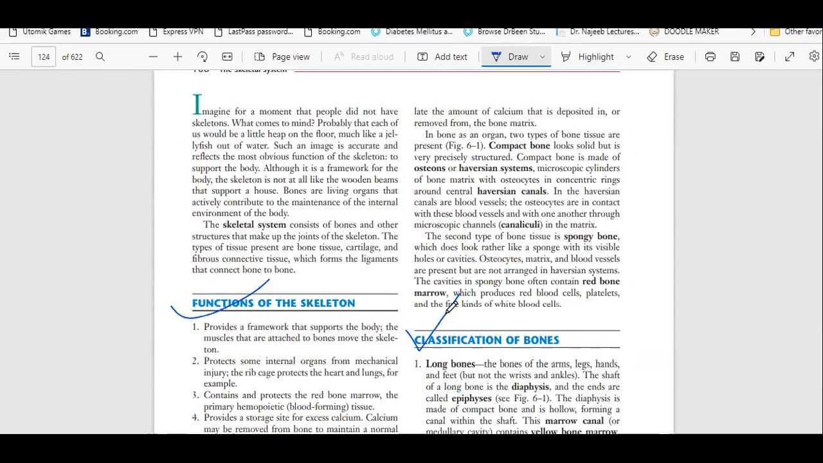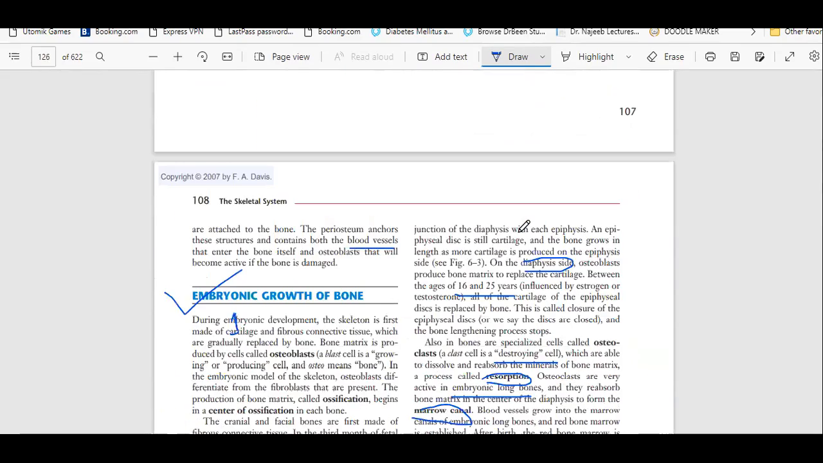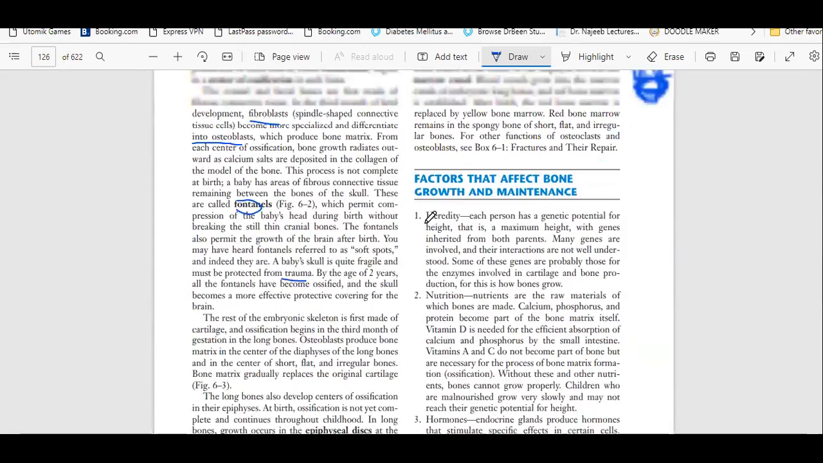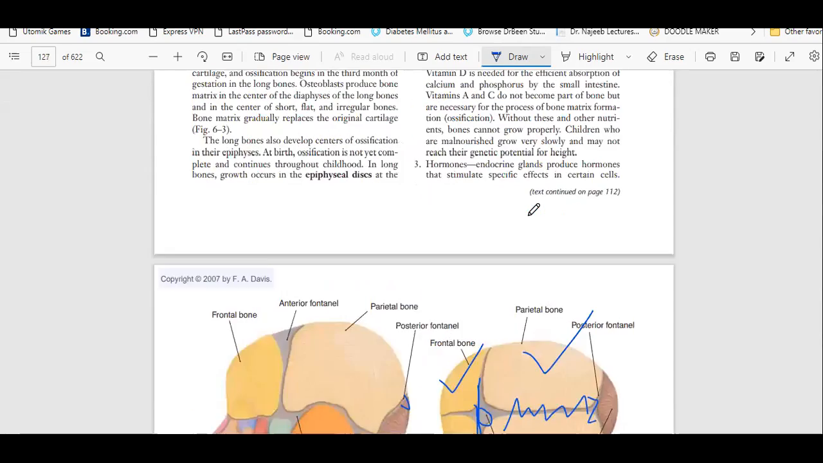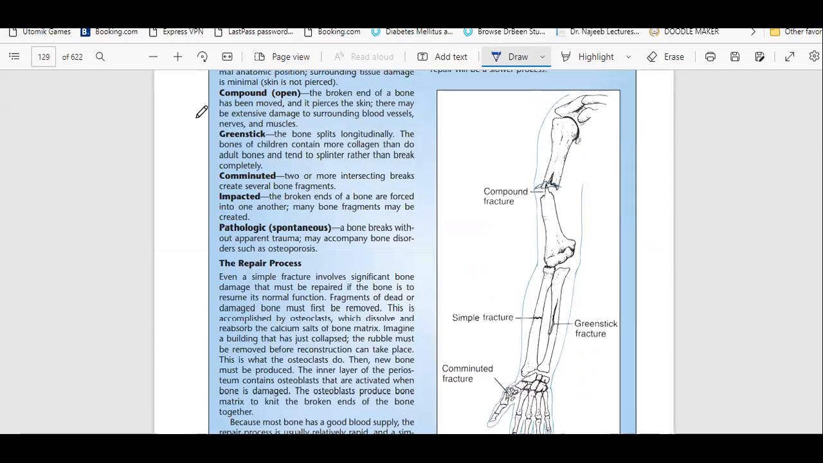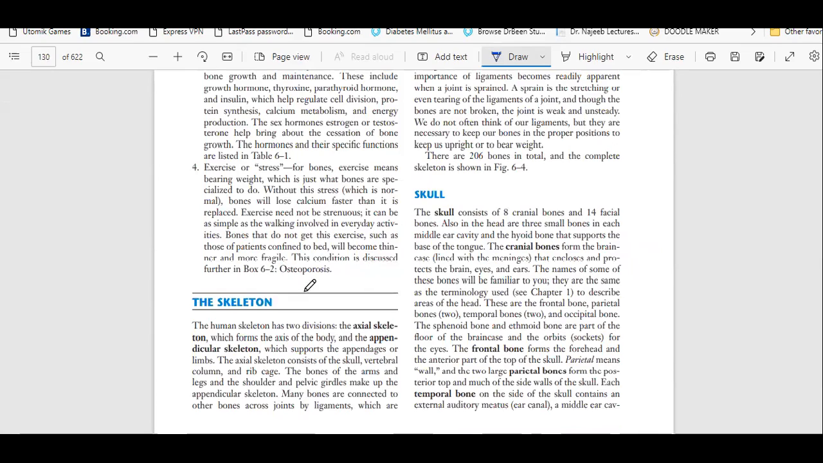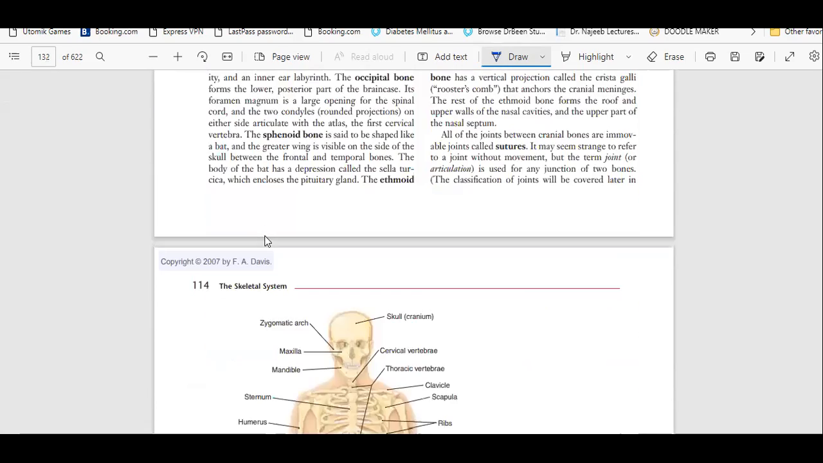Okay, so today we talked about classification of the bones and growth of bone. Okay, tomorrow we'll talk about growth and maintenance and other topics like fracture, how fracture will be recovered, and then we have the skeleton. We will talk about the skeleton, every bone in detail.